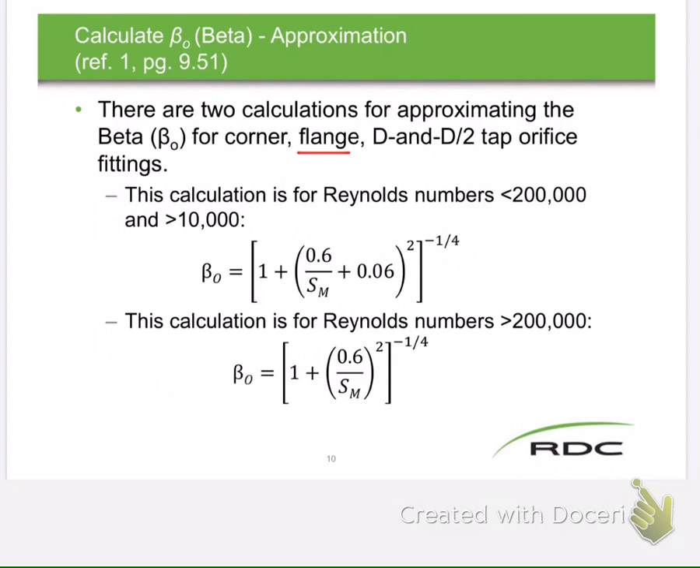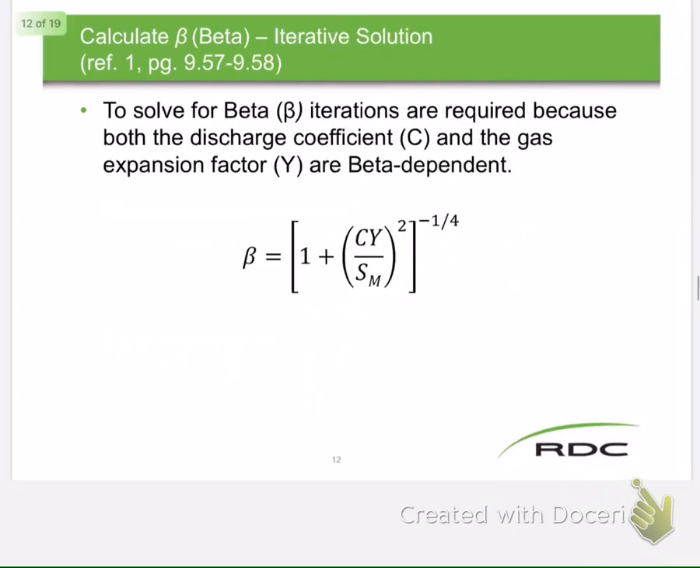fitting. And so depending on our Reynolds number here, if it's less than 200,000 and greater than 10,000, we use this equation here, and if it's greater than 200,000, then we use this equation here. So when we calculated our Reynolds number beforehand, this would decide which equation we would use here.